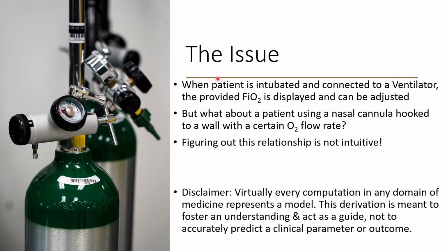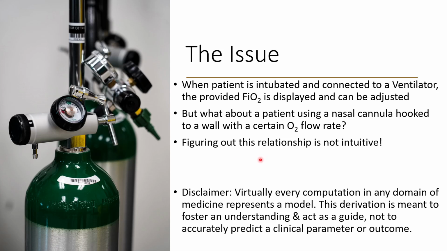So what's the issue? When a patient is intubated and connected to a ventilator, we know exactly what the provided FiO2 is. In fact, it's displayed on the ventilator screen and can be adjusted. But what if the patient is just using a nasal cannula that we hook onto a wall with a certain O2 flow rate, like 1 liter per minute, 2 liters per minute, something like that? Figuring out this relationship is actually not that intuitive.